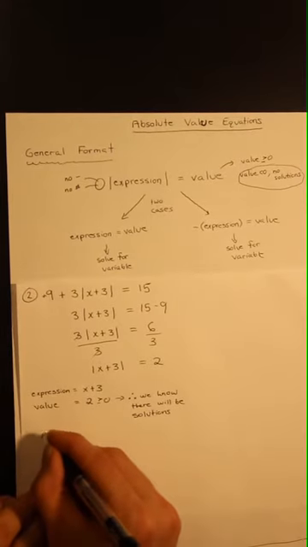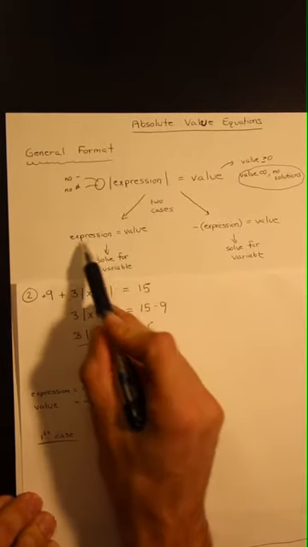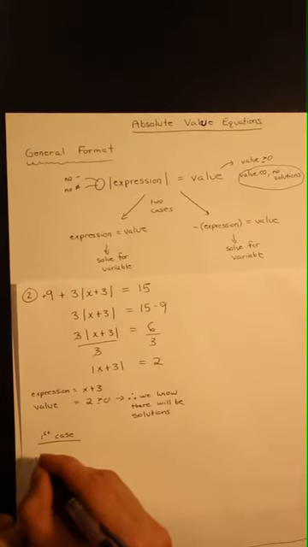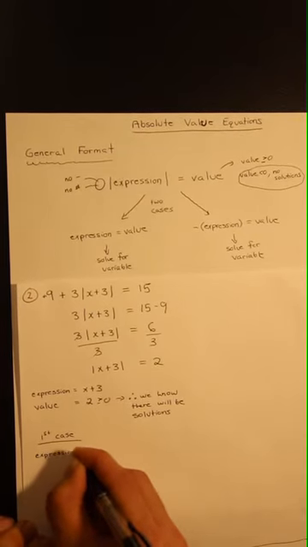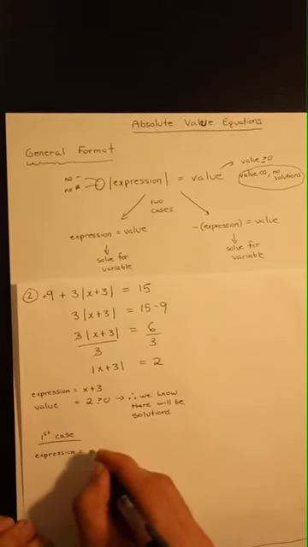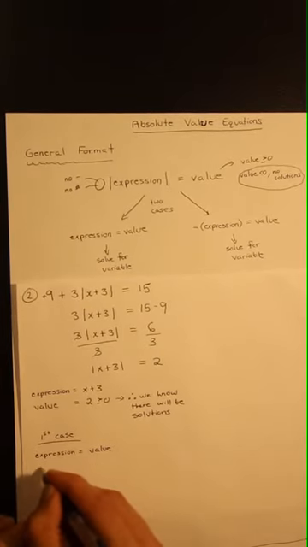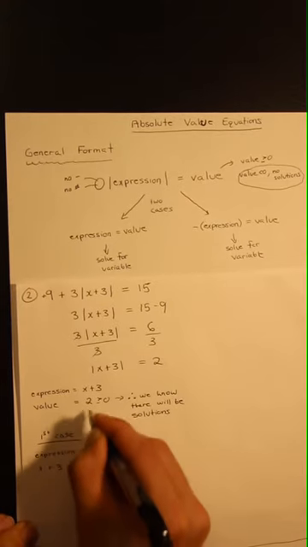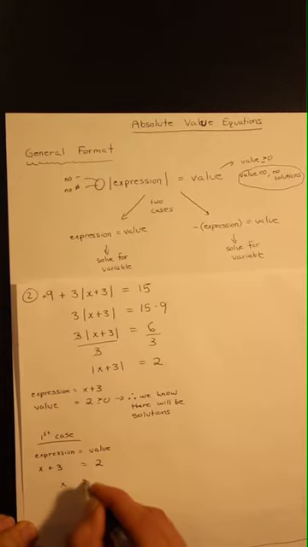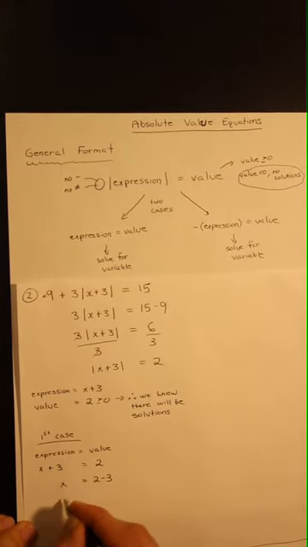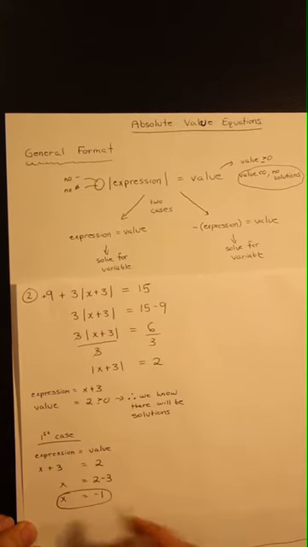So the first case is what? Expression equals value. So we could write expression is equal to value. So our expression is x plus 3, and our value is 2. So x is equal to 2 minus 3. That means x is equal to negative 1. That's one of our solutions.